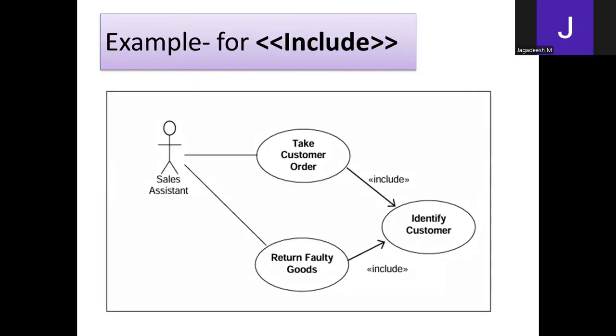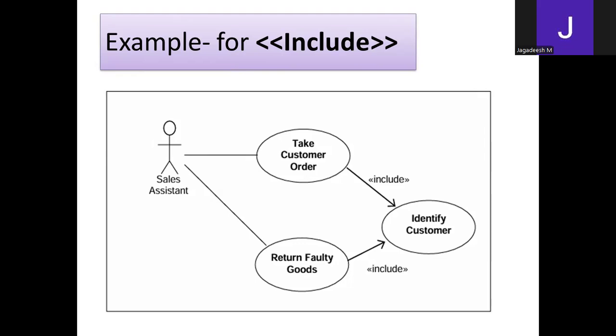Just look at this diagram here. We have one actor with the name salesperson, and you can also make a note of the three use cases: one with the name take customer order, return faulty goods, and third, identify customers. So these are the three use cases we have in our diagram. Let me take any two of these use cases, like take customer order and identify customer.